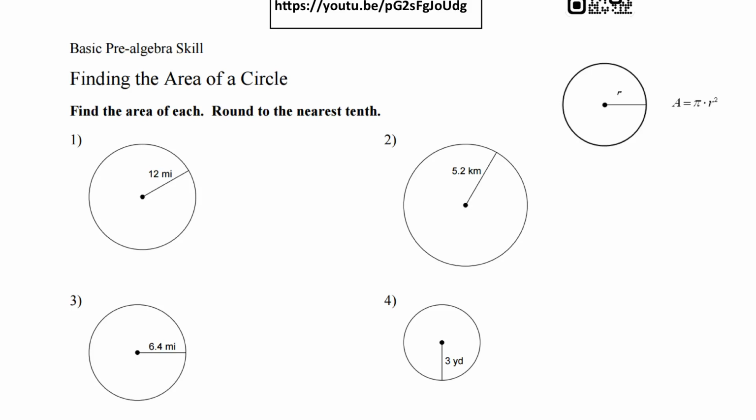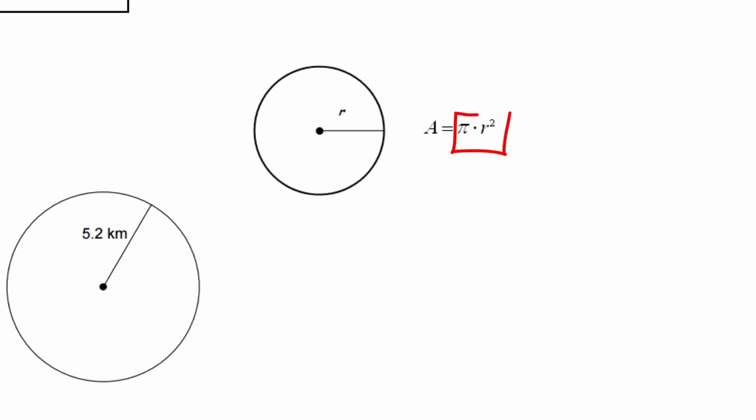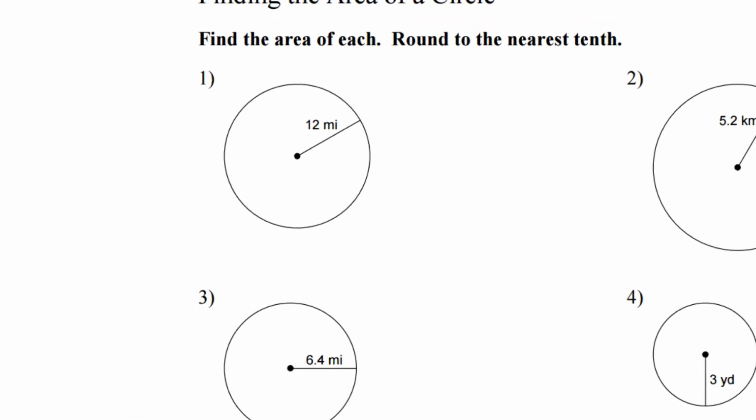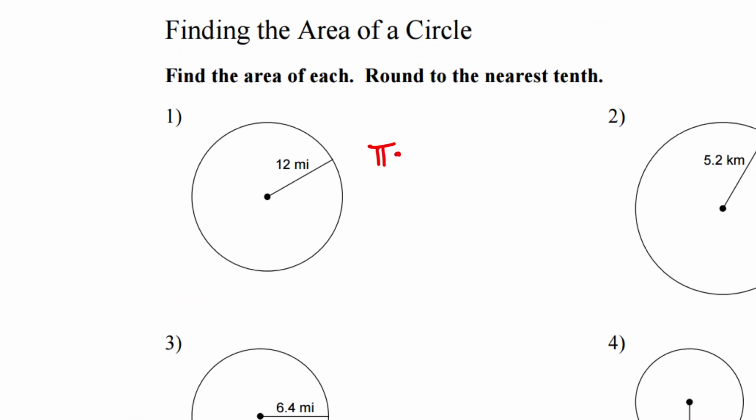Okay, so on our warm-up, we're just looking for the area of the whole circle, which is just pi r squared. Okay, pi times radius squared. So on this first one, pi times 12 squared. 452.39. Okay.